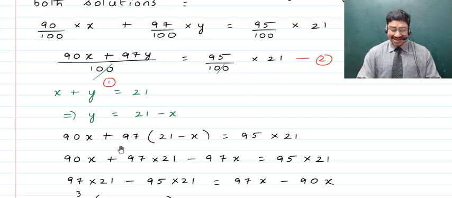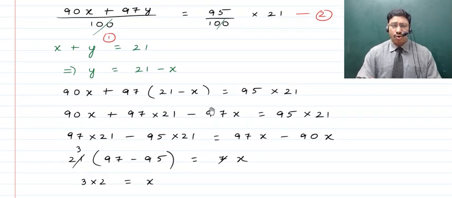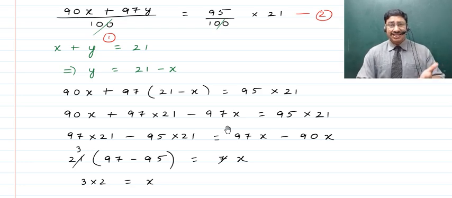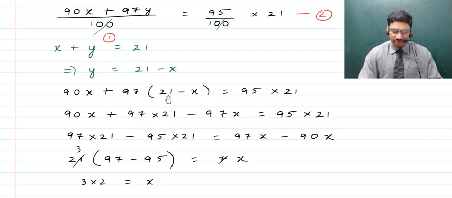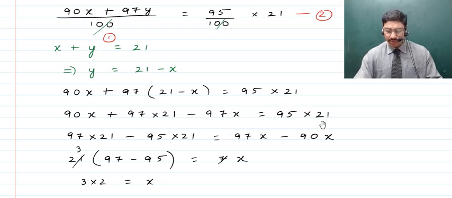Now here, children, next we are to multiply, simplify, and get to the final answer, but all of that will be done astutely so that you have to calculate the least, because when you calculate the least, you make the least mistakes, you do the least labor, and then you get the best answer with the least labor. So here, children, we won't multiply, we leave it as it is. We will just write here 97 into 21 minus 97x, and that is equal to 95 into 21. Don't go and multiply.